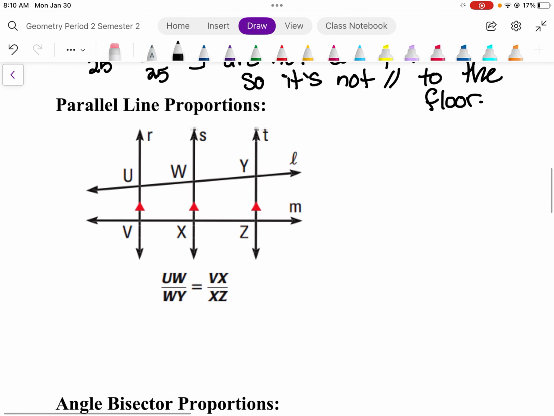Okay. The parallel line proportions also work when you don't have a triangle, but you just have two transversals cut by parallel lines. And for this, the parts that are, again, in between the parallel lines, like UW and WY, those two would be set up in a ratio together, and then the ones on the other side of the parallel lines would also be set up as a ratio together.